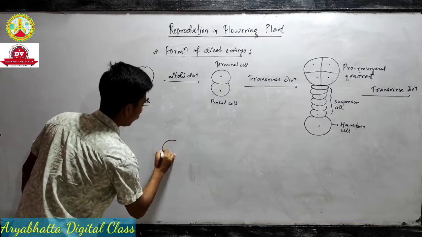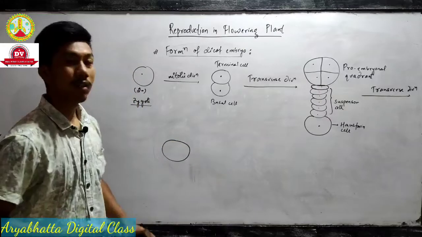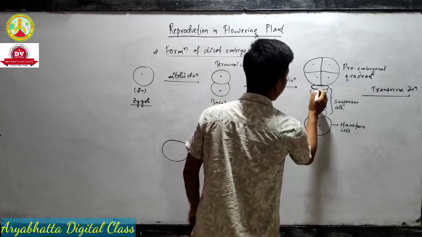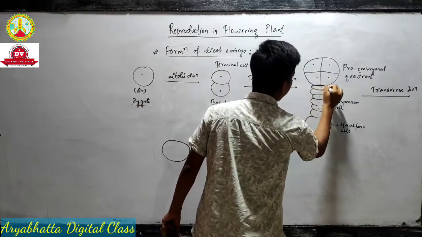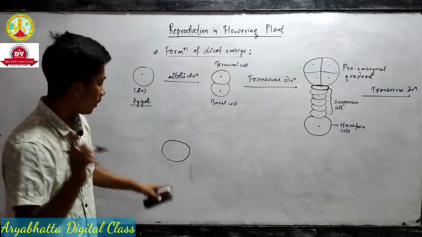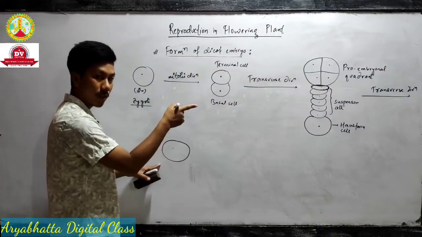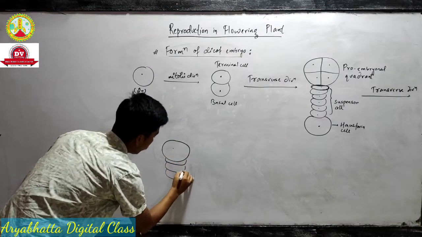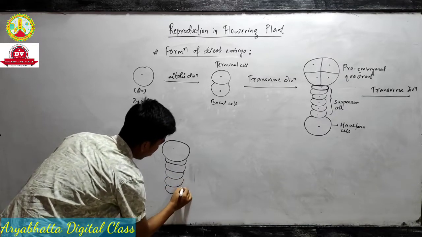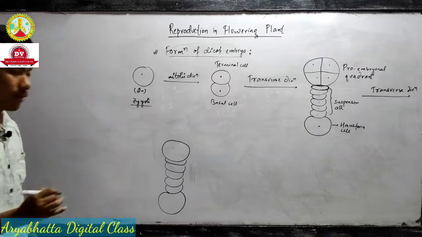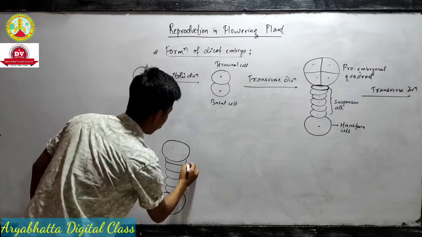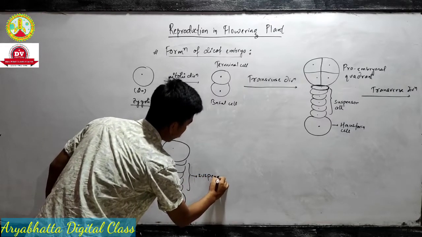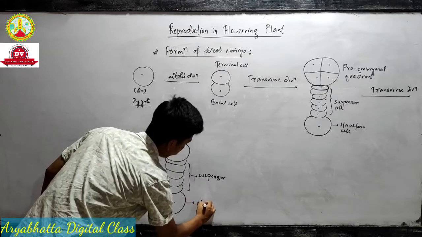I hope we can see, as compared to the suspensor cell, only the upper cell which is in contact with the pro-embryonal quadrant becomes big, and the rest of the cells remain the same. I hope you can see. So this was our suspensor cell. This is our haustoria.